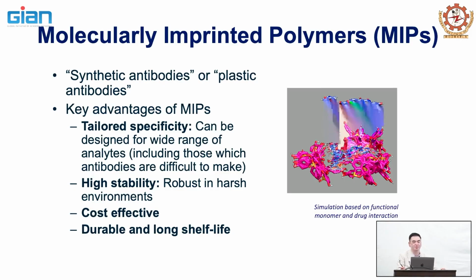That's why I see a lot of promise in that, and that's why I'll be spending a little bit more time on molecular imprinted polymers to recap. As I mentioned, they're very fondly called synthetic antibodies or plastic antibodies, and you can tailor the specificity, right? Number one, they're synthetic, they're highly stable.